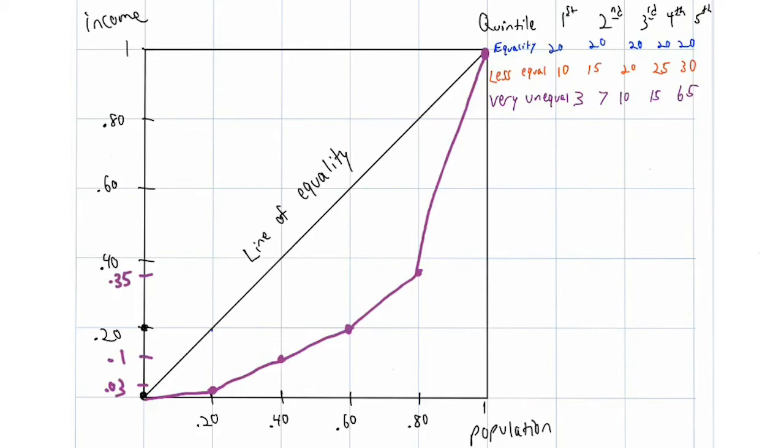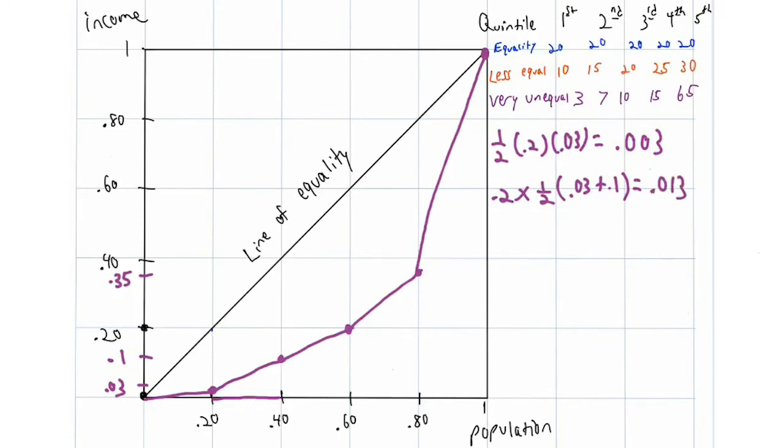Remember, the first part of our Lorenz curve, we have a triangle. So 1/2 of that base is 0.2 times the height is 0.03. And if you multiply those all together, you get 0.003. In the next quintile, we have a trapezoid. The width is 0.2. The height is, we're going to take the average height here between 0.03 and 0.1. And that gives us 0.013.